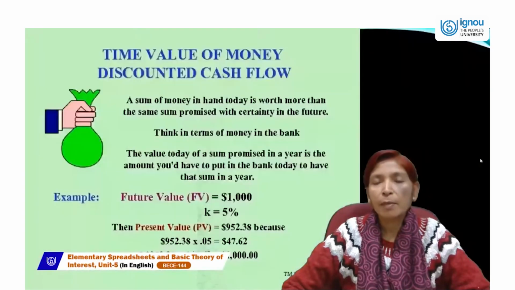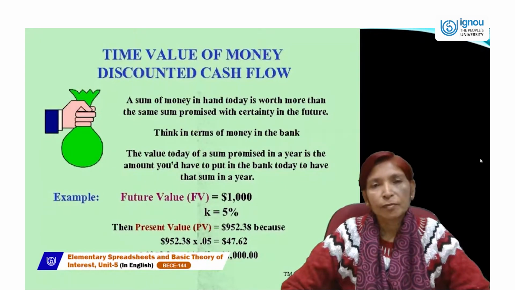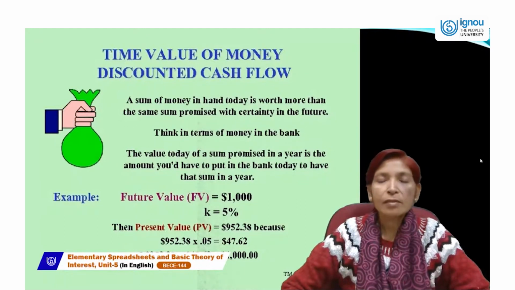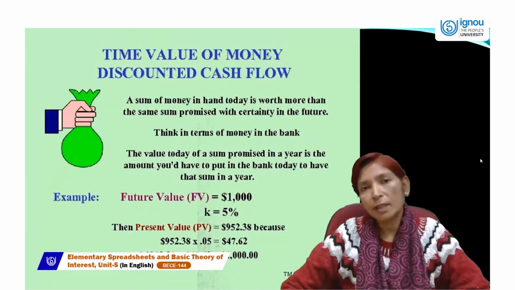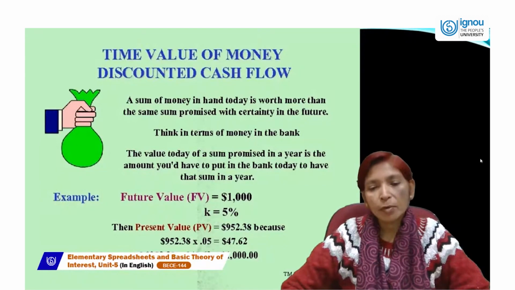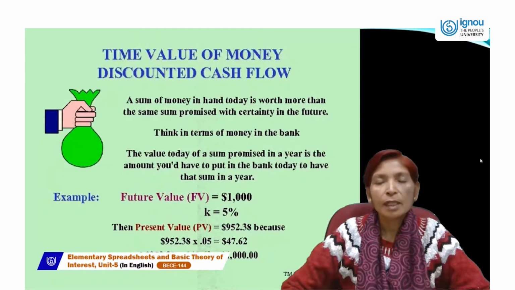952.38 multiplied by 5%, which means 5 by 100, and 5 by 100 means 0.05. If we multiply 952.38 into 0.05, then we will get 47.62. If this value is added to the present value, 952.38 plus 47.62, then in the future it will be converted into $1,000.